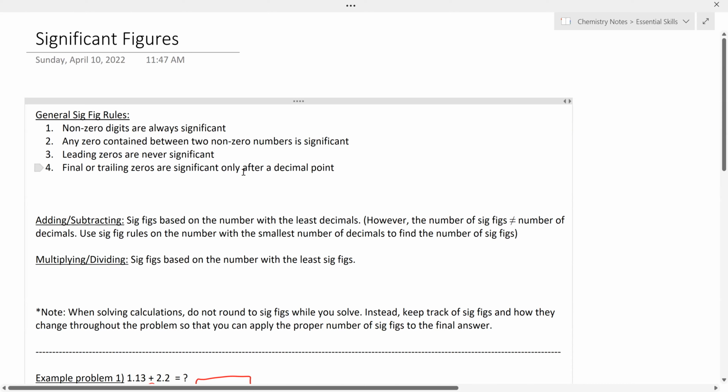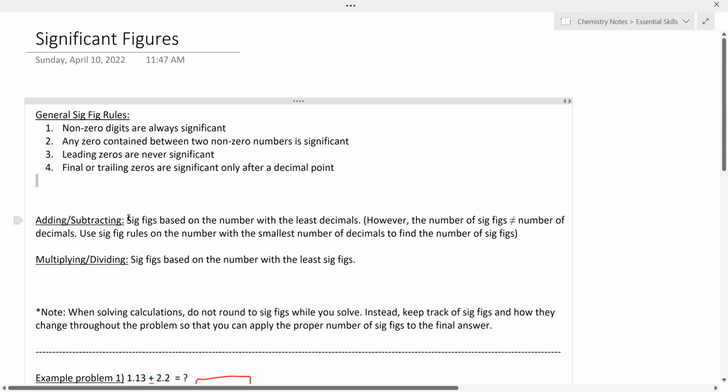Okay, so yeah, I guess a little quick recap. We've got non-zero digits are always significant. That's any number that is not 0. Any 0 contained between 2 non-zero numbers is significant. They're giving it a hug. They're making it significant. Leading zeros are never significant. And the same with the final or trailing zeros, they are significant only after a decimal point. But remember this also applies when you have like 500 and you put a decimal. Those zeros become significant. So it could also be the zeros before, but this is just how it was written. So that's how it is.